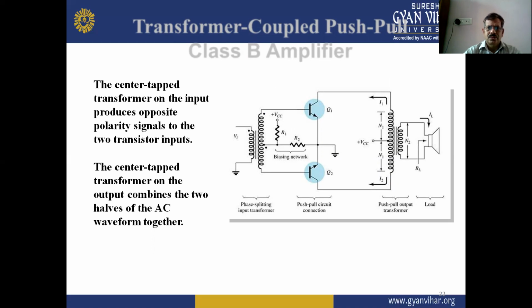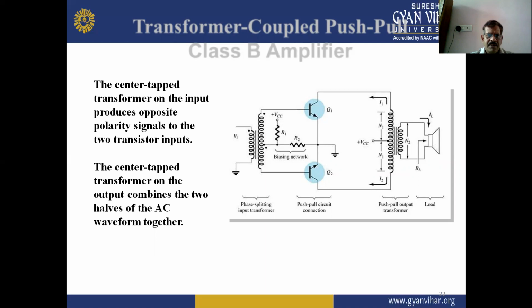This circuit diagram shows the transformer coupled push-pull class B amplifier, in which there are mainly three parts. First is the phase splitting input transformer, that is the input side, and second is the push-pull circuit connections, in which two transistors Q1 and Q2 are connected. And next is the push-pull output transformer, at the output side. And next is a speaker as the load. So this is the transformer coupled push-pull class B amplifier circuit diagram.